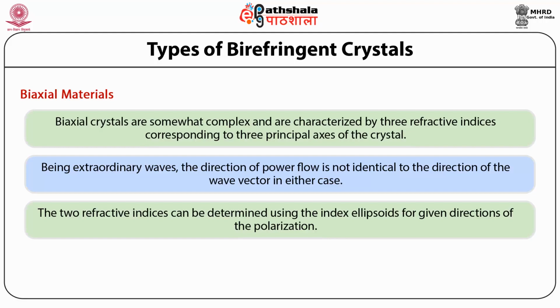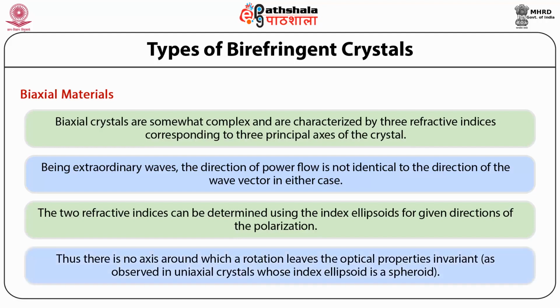For biaxial crystals, the index ellipsoid will not be an ellipsoid of revolution or spheroid, but is described by three unequal principal refractive indices with values n alpha, n beta and n gamma. Thus, there is no axis around which a rotation leaves the optical properties invariant, as observed in uniaxial crystals whose index ellipsoid is a spheroid.